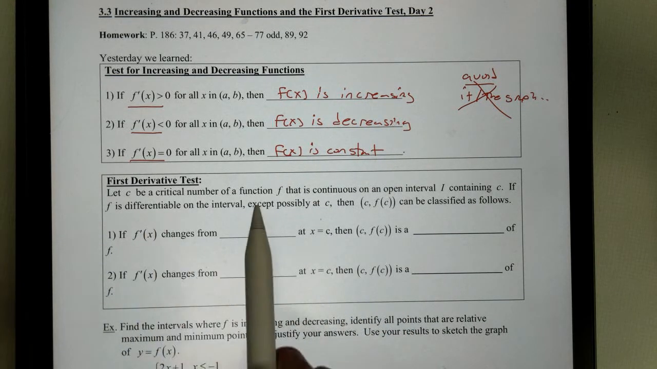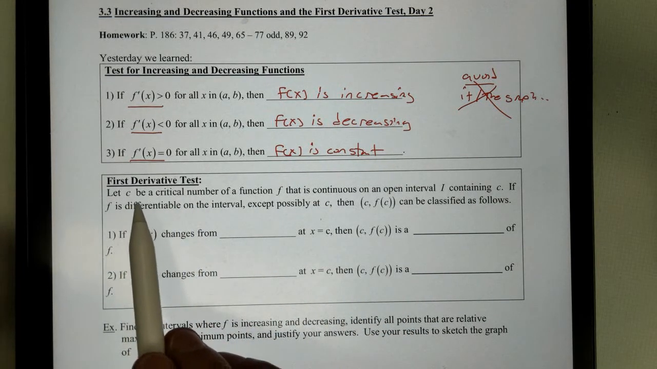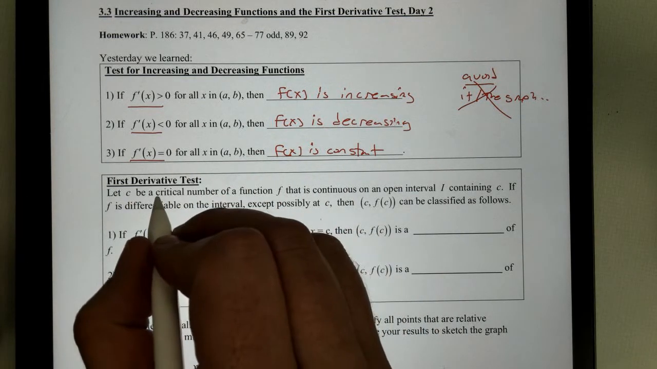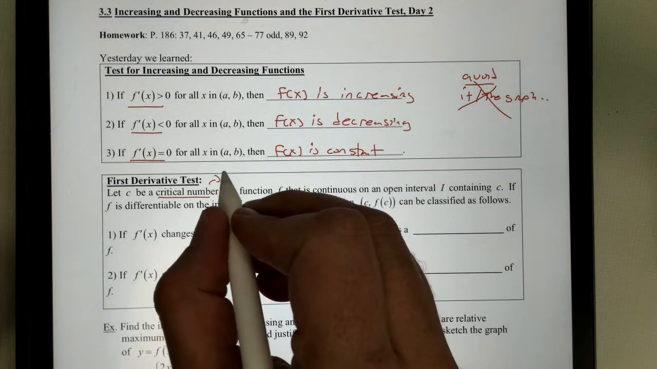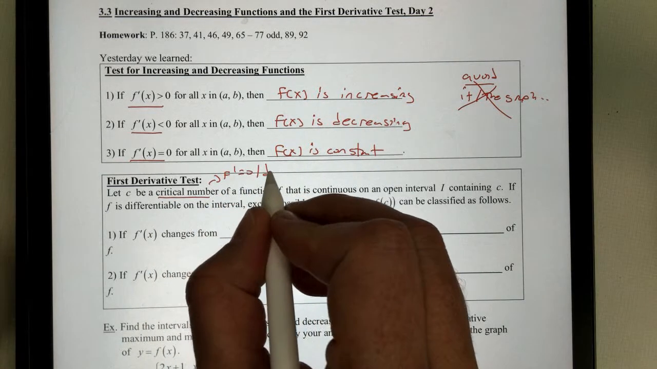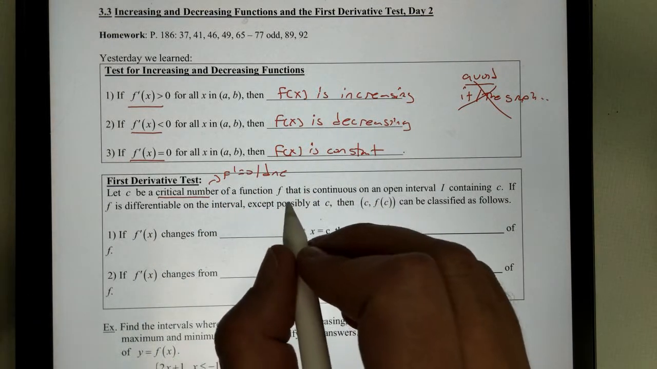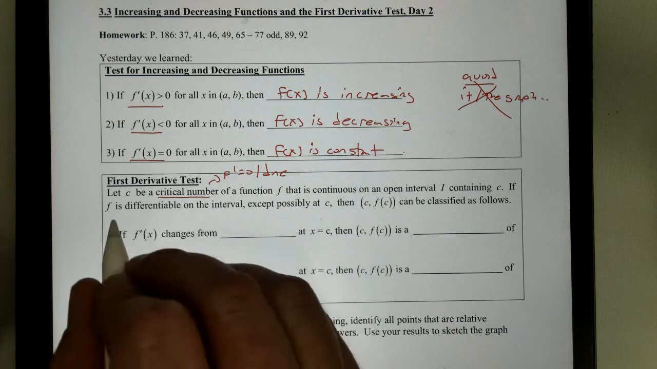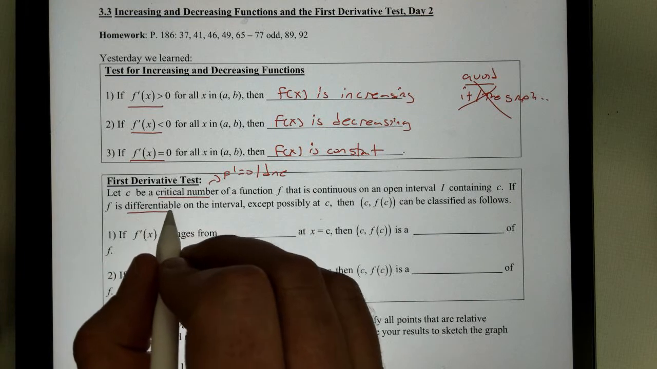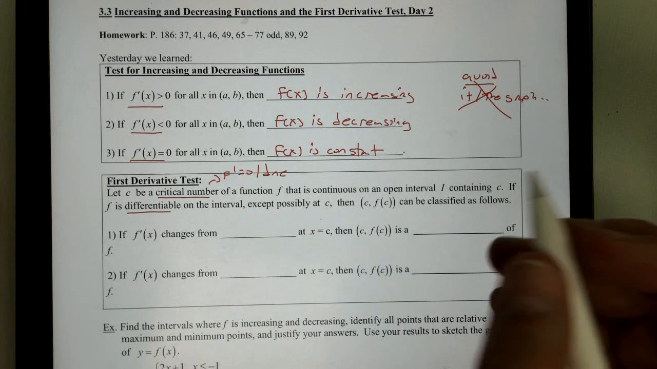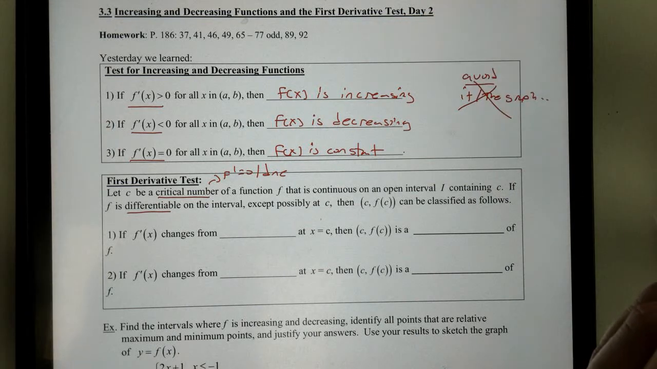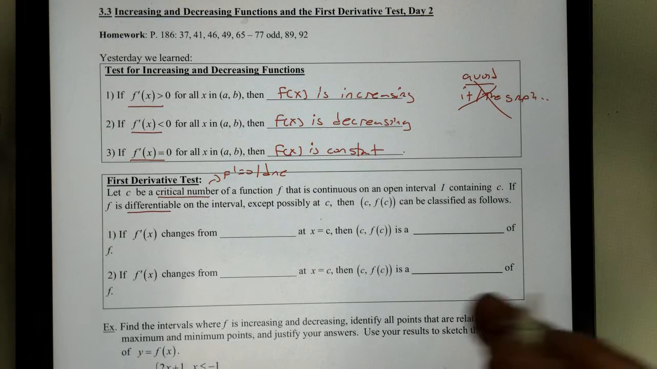Let C be a critical number, like a pirate. C be a critical number of a function. Now we've talked about critical numbers before. That is where the derivative is 0 or does not exist. Then on an open interval, if the function is differentiable on the interval except at C, then the point can be classified as the following.